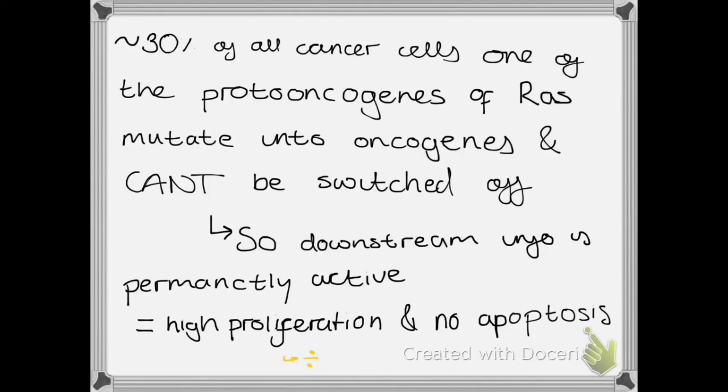This is because the mutation means that it can't be switched off, so the downstream activity that RAS proliferates and causes to happen just continues going on. As this video is getting a bit long, I'm going to talk about another type of enzyme coupled receptor in a separate video, as well as a bit more about RAS.